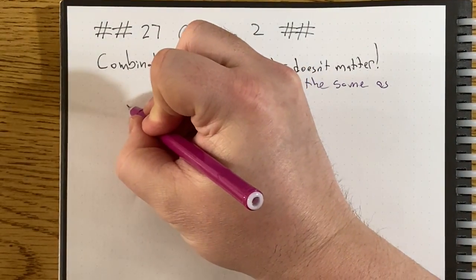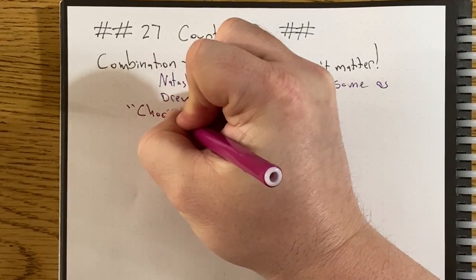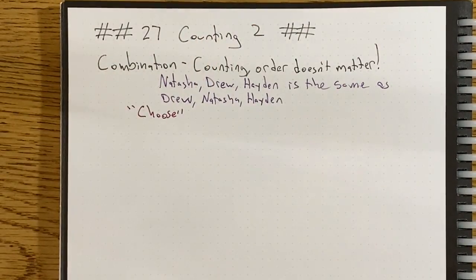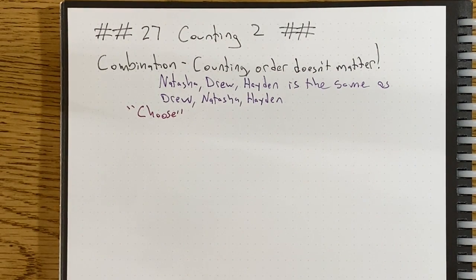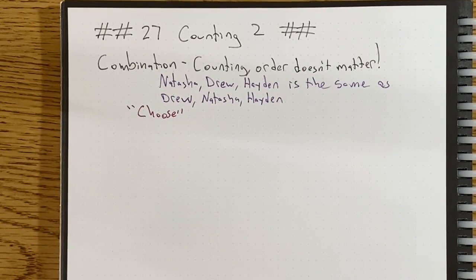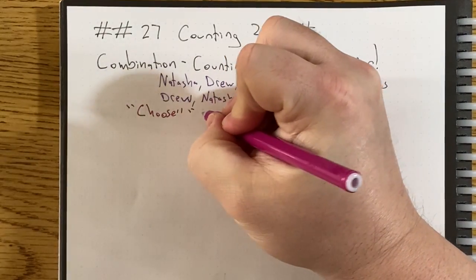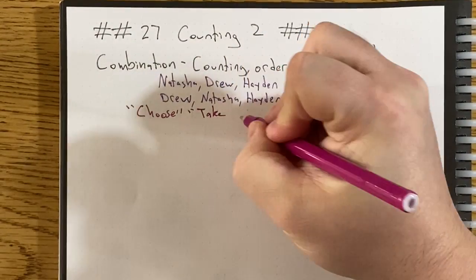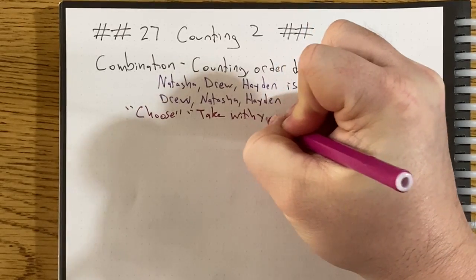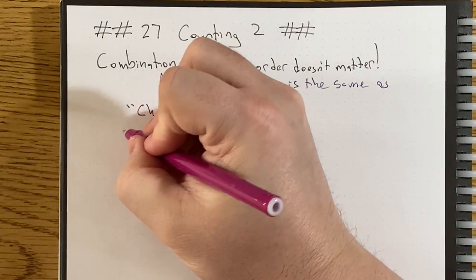There's some words that'll help you. Mostly it'll say the word choose. And that'll be something that you really got to have down. They say choose, or if you bring somebody with you, you've got to know that it's a combination. There's a button on a calculator that's also going to help you know this. Take it with you.